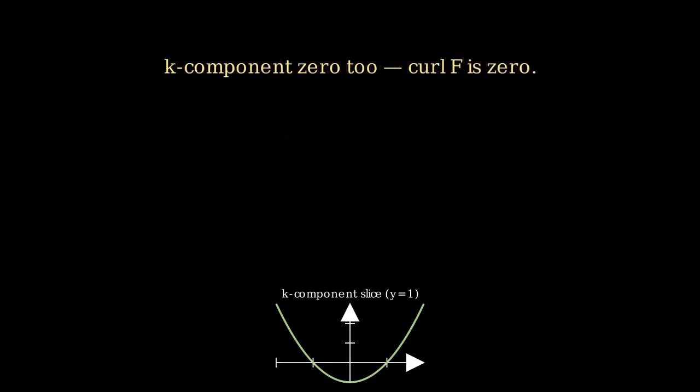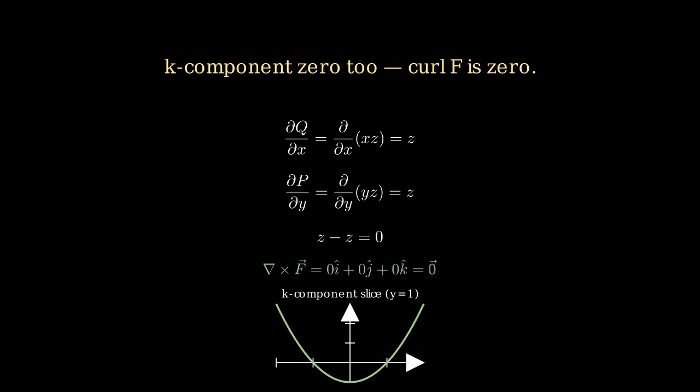For the k component, we need partial of q with respect to x minus partial of p with respect to y. Partial of q, which is xz, with respect to x, z is held constant, giving z. Partial of p, which is yz, with respect to y, z is held constant, giving z. Subtracting, z minus z equals 0, so curl of f equals 0 i hat plus 0 j hat plus 0 k hat, the 0 vector.